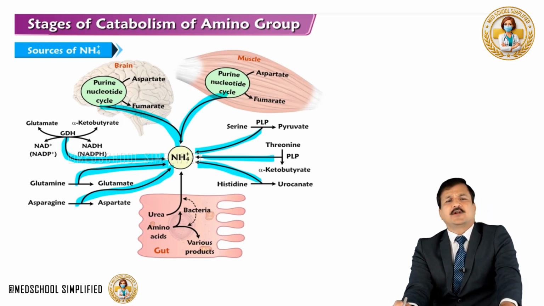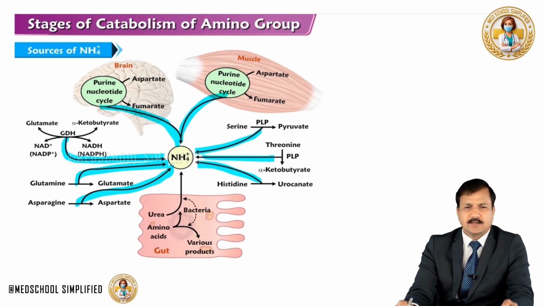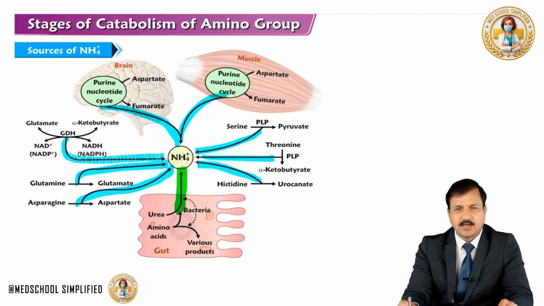But one thing that I would like to bring to your attention here, and the most important thing, which has a clinical application, is that one of the significant sources of ammonium ion in our blood is the one that is coming from portal circulation. So I am going to color that differently here. This is the one that contributes significantly to the ammonium ion that is coming into the liver through portal circulation.